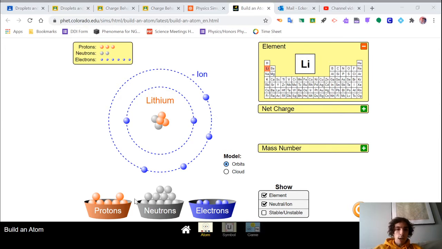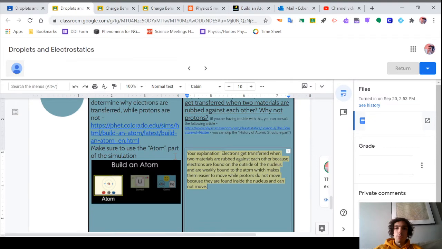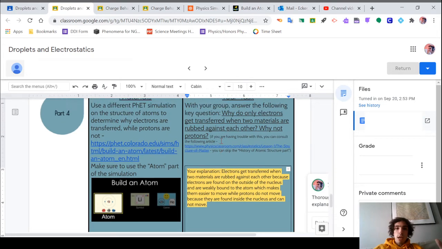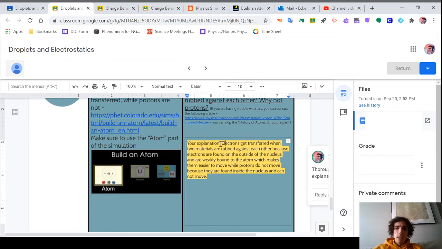And I just want to highlight where we've seen this concept before, because this is hopefully not a new concept for us. This is knowledge that you all have been building in class over the past month. So we have this explanation that I really like. This was an answer to the question, why do electrons get transferred? Why not protons? And this answer says electrons get transferred when two materials are rubbed against each other because electrons are found on the outside of the nucleus and are weakly bound to the atom, which makes them easier to move, while protons do not move because they are found inside the nucleus and cannot move.